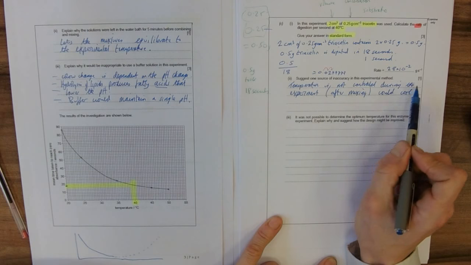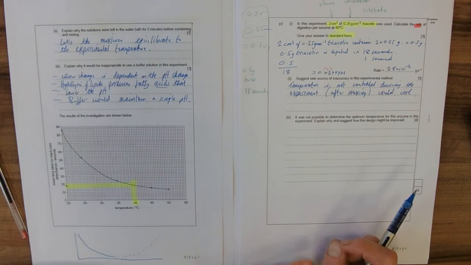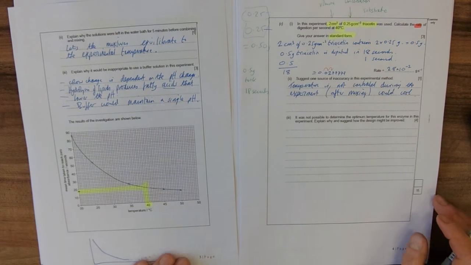And that's just 1 mark, that'll get us, but you could possibly suggest the volumes when they were measured out might not be accurate. That's a usual source of inaccuracy if you use a measuring cylinder rather than a syringe or pipette, something like that. But I'm going to go with temperature there. It was not possible to determine the optimum temperature. Explain why.